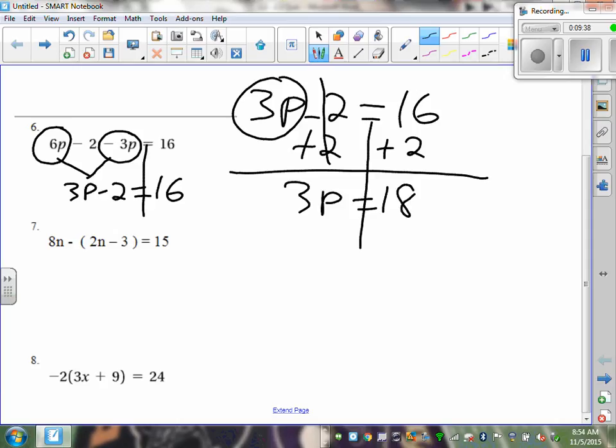Again, we did this last week. We're just doing one extra step this week. Divide by 3. Because when I have a number next to a letter, I have to divide. This cancels the 1. I'm left with p equals 6.